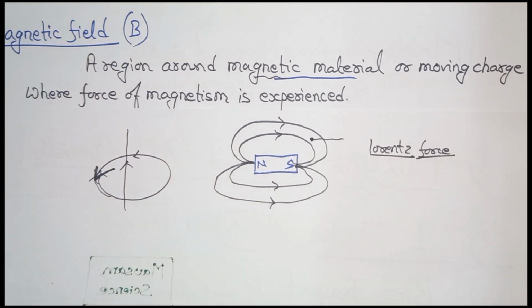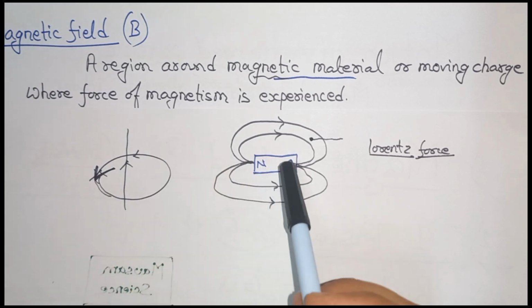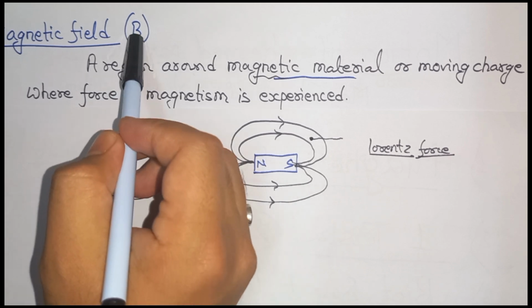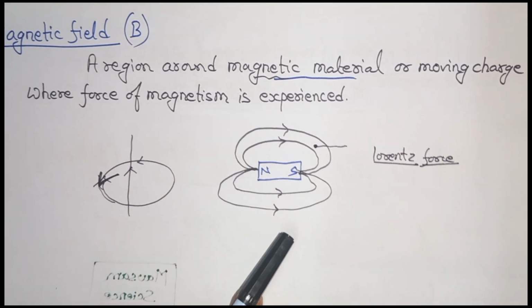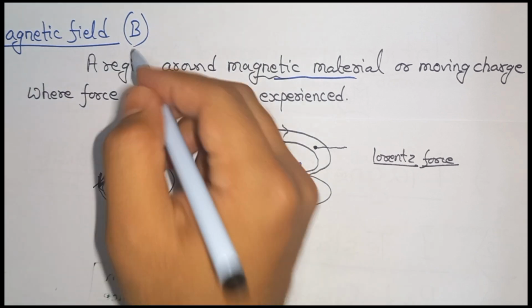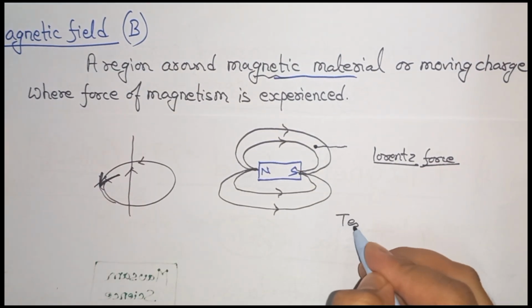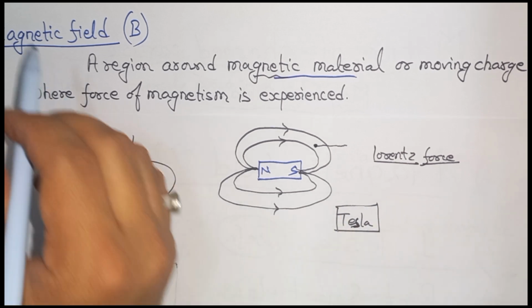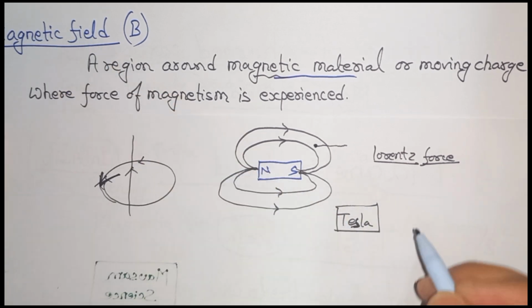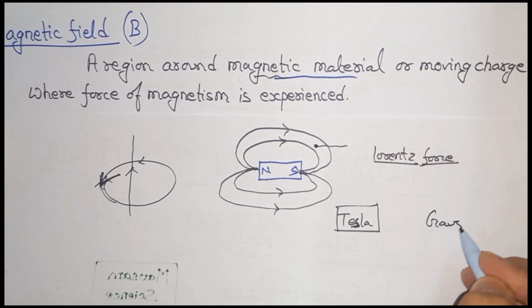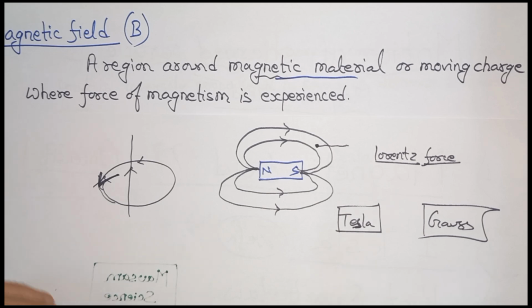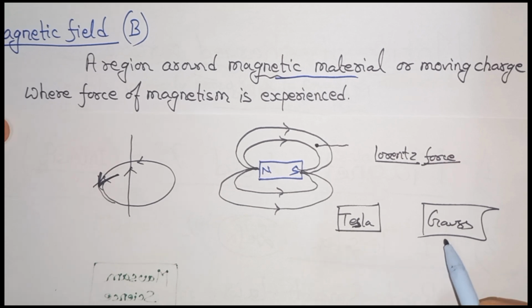So this one is a magnetic field. It creates a field, and the value of that field is represented by the letter B. And what is the SI unit of the value of a field? That is the Tesla. The SI unit of magnetic field is Tesla, and the CGS unit of magnetic field is Gauss.